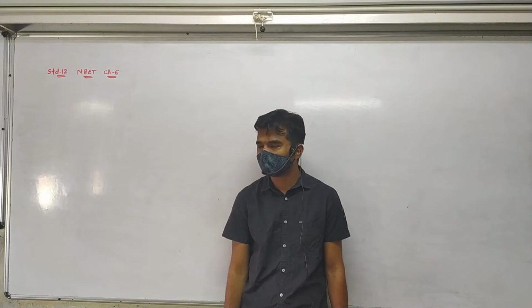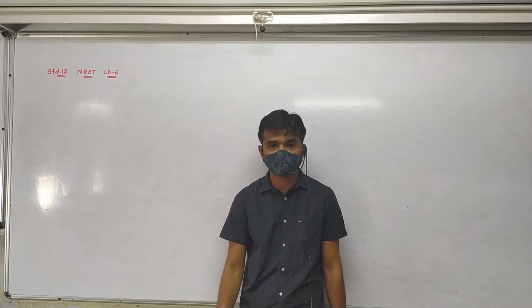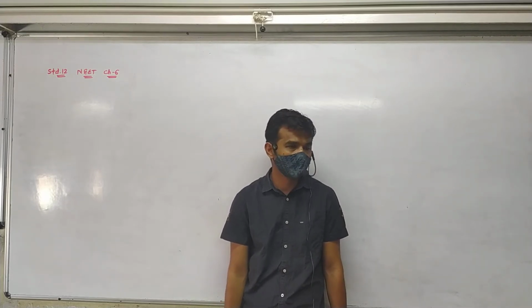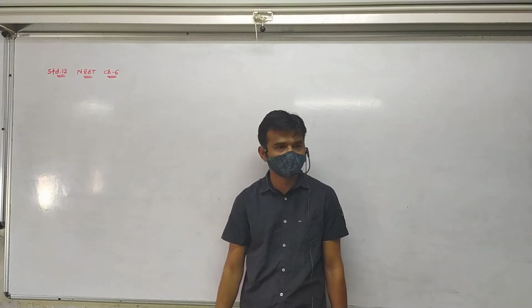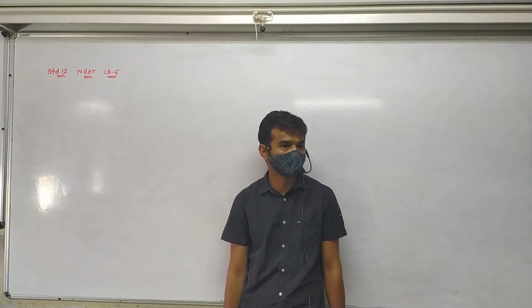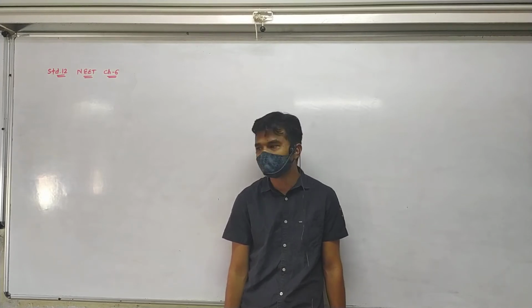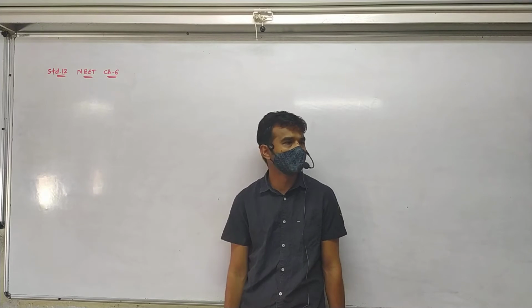Now, if the 301st code is deleted, I am using the word code, not a codon, if the 301st nitrogen base is deleted, how many amino acids will be altered? Options: 300, 200, 100, and no change.